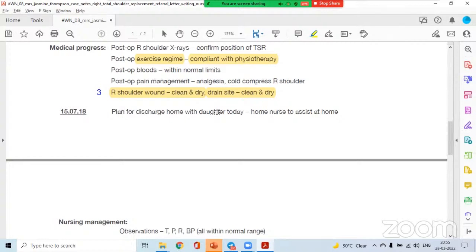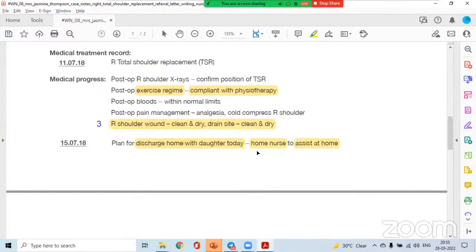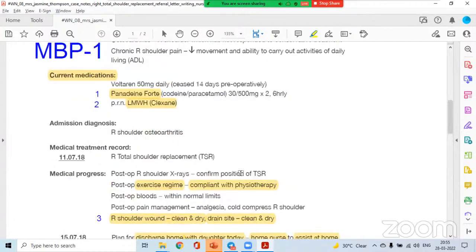So plan for a discharge home with daughter today. She is being discharged back home today with the daughter. Home nurse to assist at home. Assistance of a home nurse is required at home, so she will visit the home and she will assist her. So this will go in the introduction. Next.